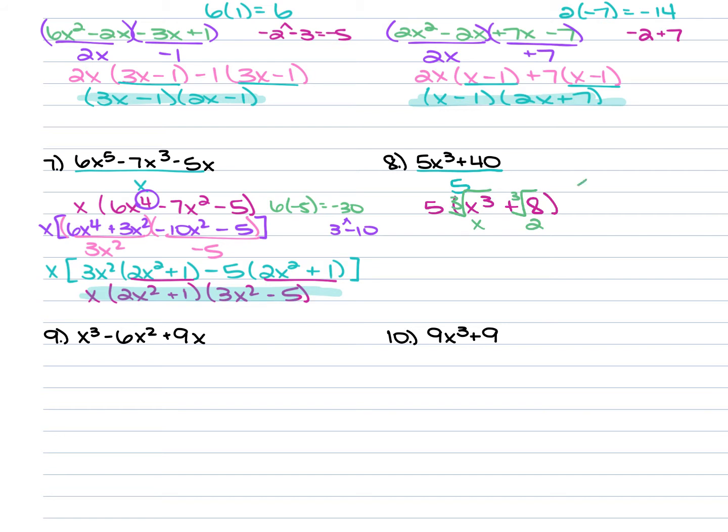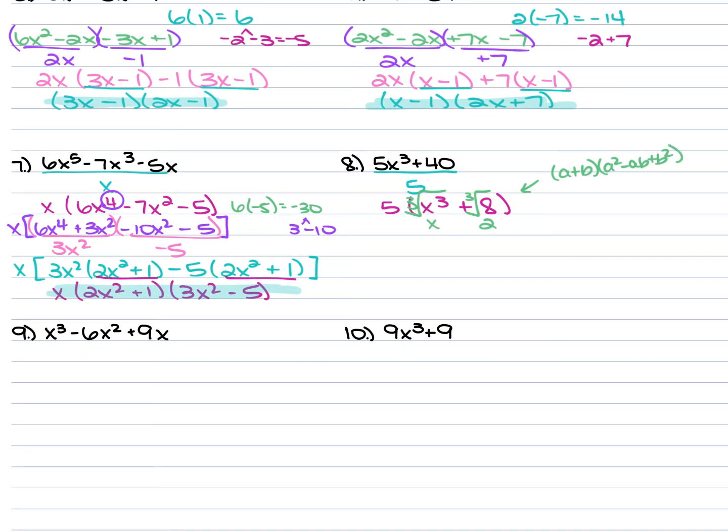So you are going to use the formula a plus b times a squared minus ab plus b squared. This is going to give you 5 times x plus 2 times x squared minus x times 2 plus 2 squared. This simplifies to be 5 times x plus 2 times x squared minus 2x plus 4.